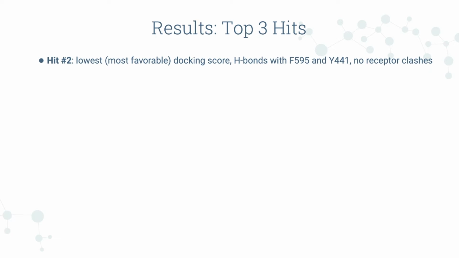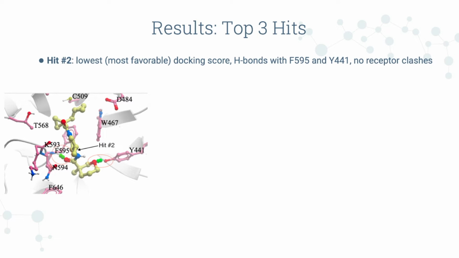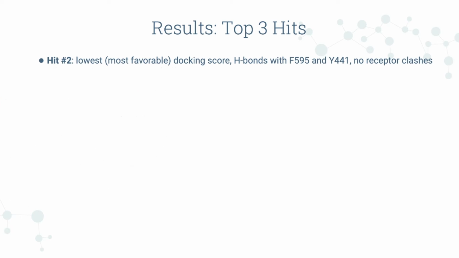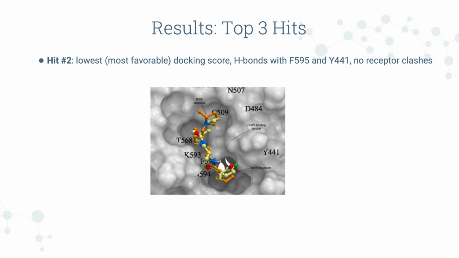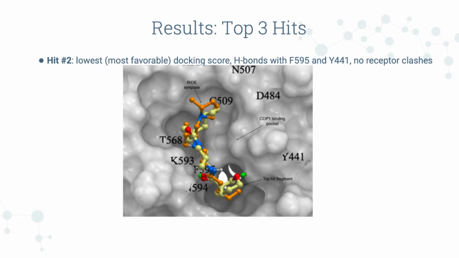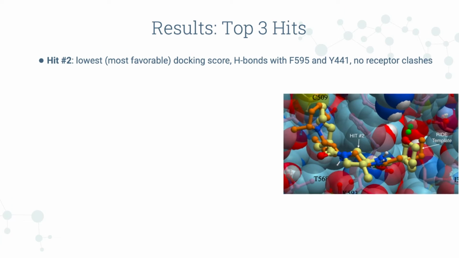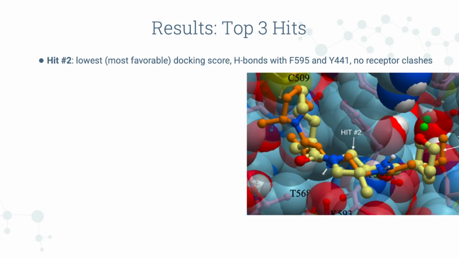Hit number 2 was demonstrated to form hydrogen bonds with COP1's F595 and Y441 residues. This hit was also well superimposed with the RIDE template and inserted favorably into the substrate binding pocket. There were also no conflicts between the hit ligand and the receptor, as seen in the CPK view.